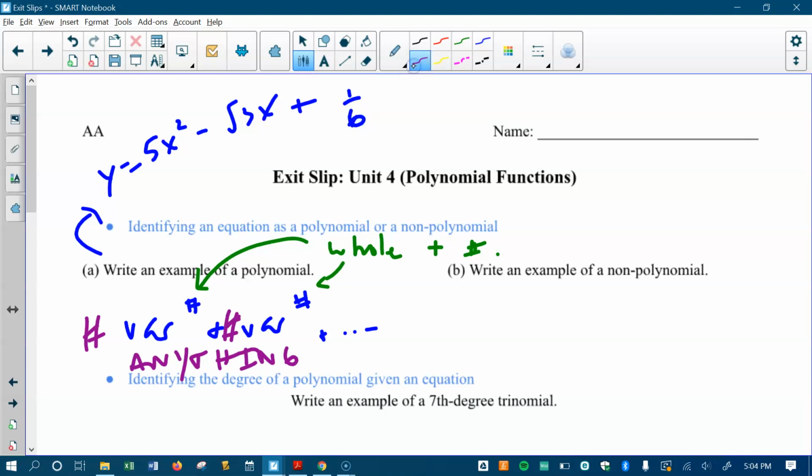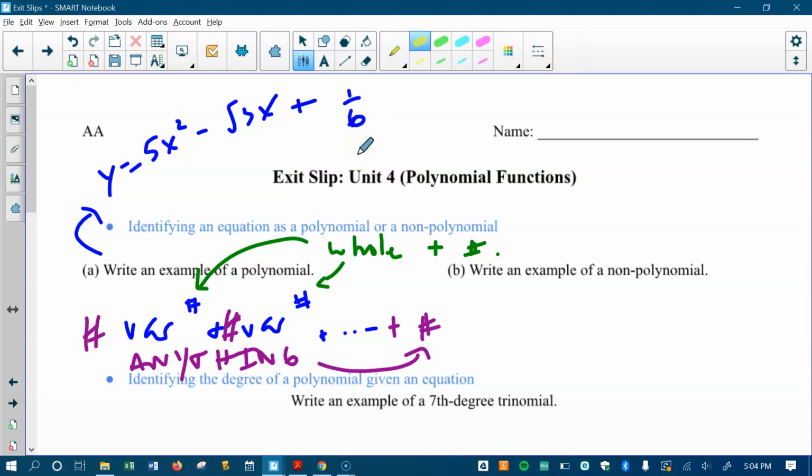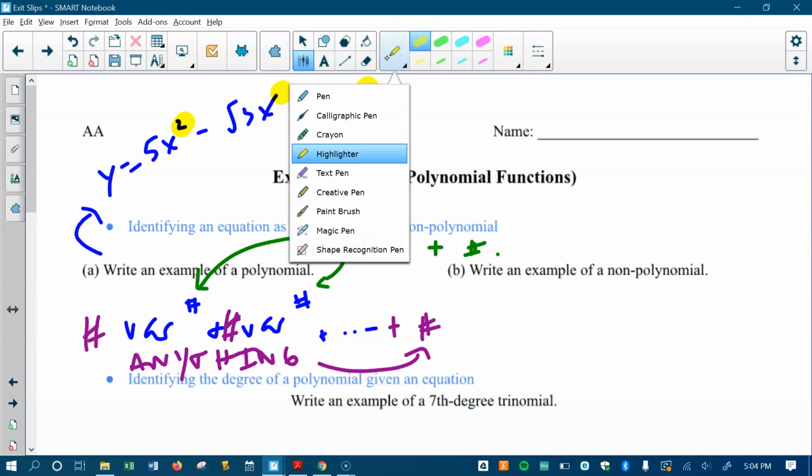I should add here that a polynomial could also just have one number, and that could be any number that you want it to be at the end. Please also note that polynomials should have exponents that are decreasing. So this one had a 2, then it had a 1, and then it had no exponents. So exponents should decrease in a polynomial.